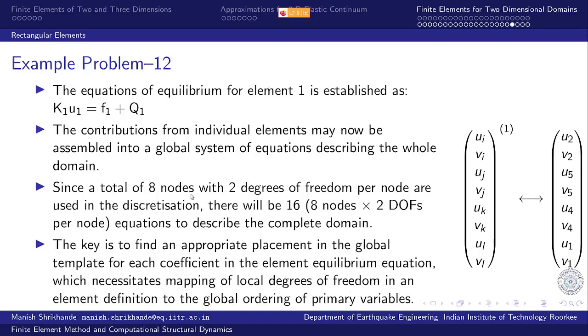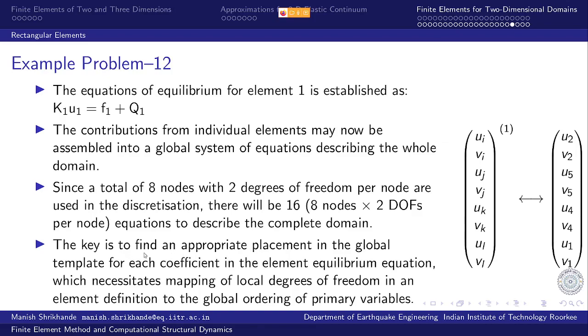right? So since a total of 8 nodes with 2 degrees of freedom per node are used in the discretization, there will be 16, that's 8 nodes times 2 degrees of freedom. The 2 degrees of freedom are 1 displacement along x and 1 displacement along y. So a total of 16 equations to describe the complete domain.